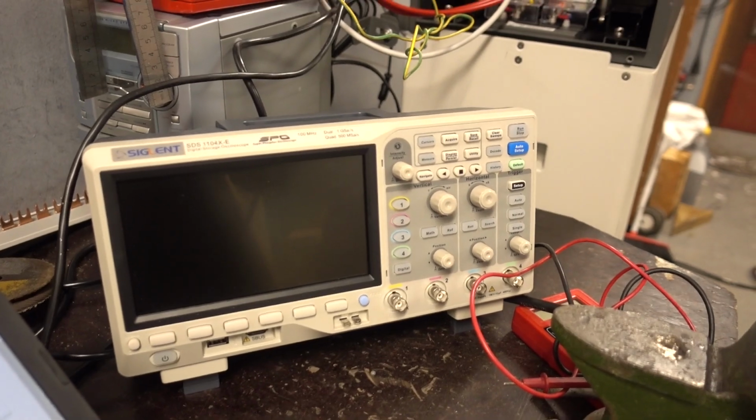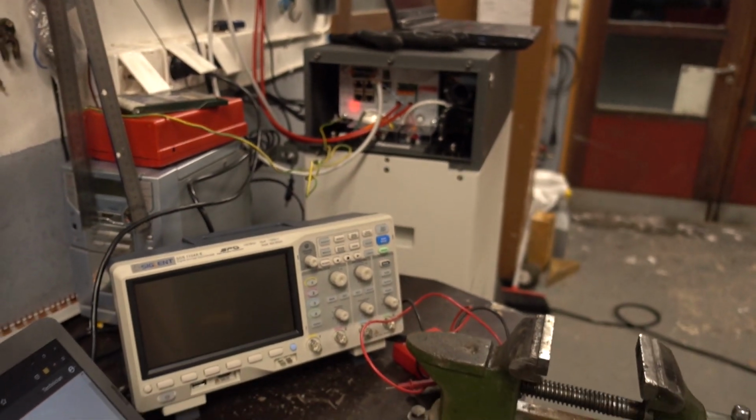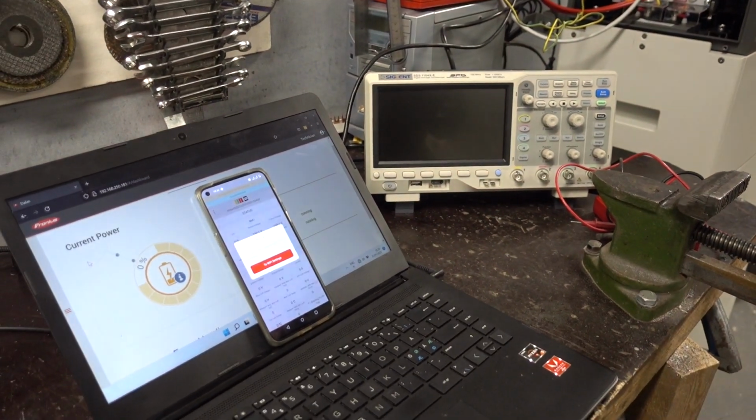Well, we even brought out the oscilloscope, but we didn't have to play with that. But yeah, now we can continue with the setup.